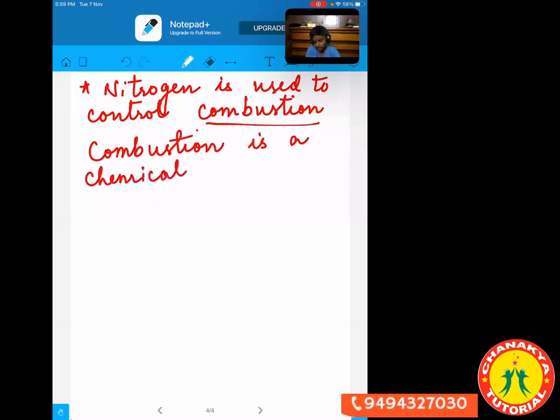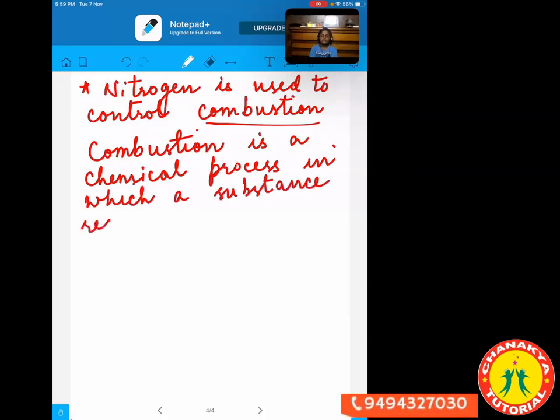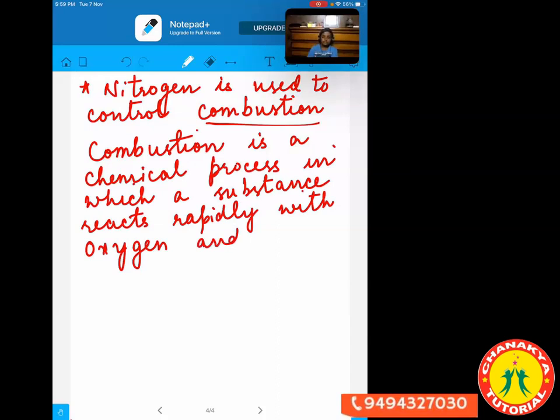It is a chemical process in which a substance reacts rapidly with oxygen. Now, where the oxygen is present, it is present around the fire everywhere, right? And what it gives? It gives off heat. So, it is a chemical process in which a substance will be reacting rapidly with the oxygen, and they give us the heat, they release the heat.